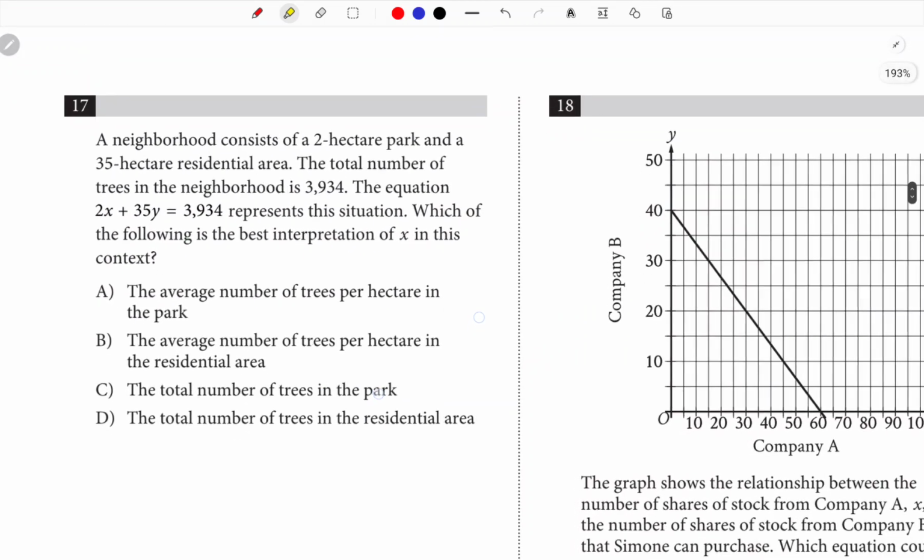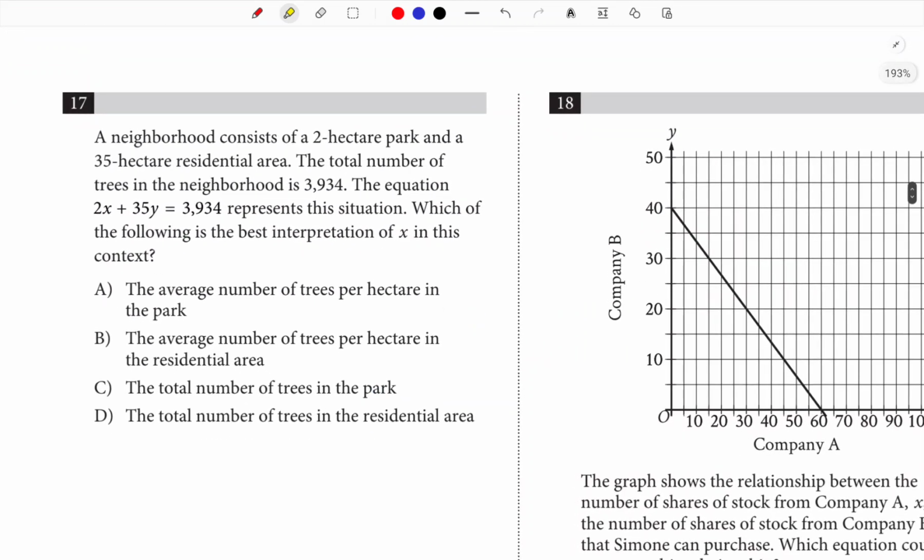Okay, a neighborhood consists of a 2-hectare park and a 35-hectare residential area. The total number of trees in the neighborhood is 3,934. This equation represents a situation. Which of the following is the best interpretation of x in this context? So what does it mean?